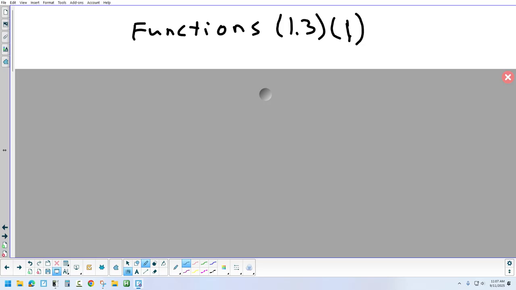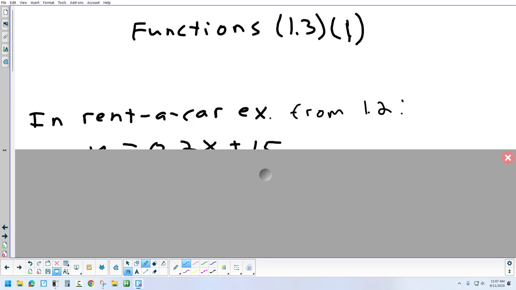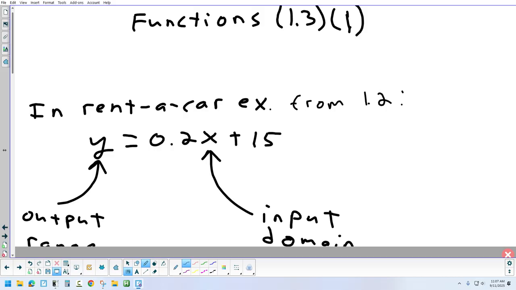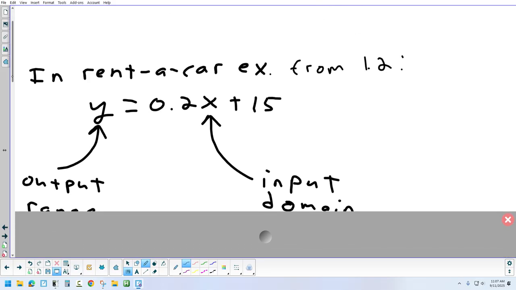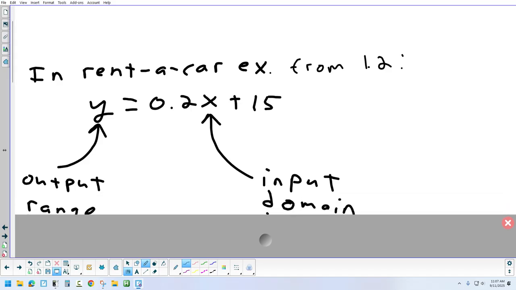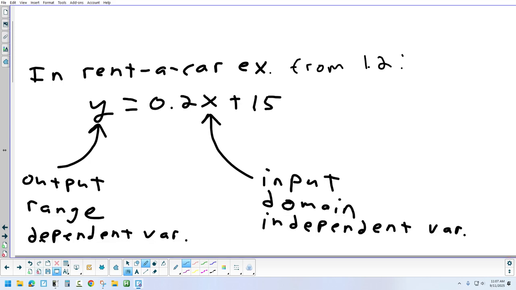Okay, so we'll talk about that, but I'm going to start out with something a little different. Okay, so we did this yesterday, the rent-a-car problem. We had the equation y equals 0.2x plus 15. And we talked about different, well, actually we only talked about one name for the x and the y. They weren't the names that I have up there right now. Does anybody remember the name we gave to the x? Independent variable. And the name we gave to the y? Dependent variable. Yep.